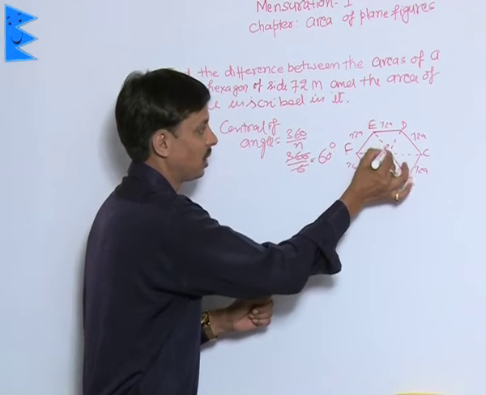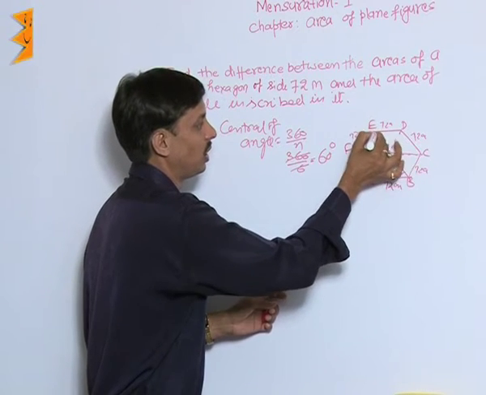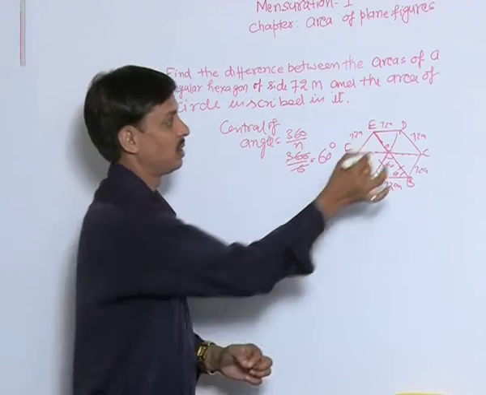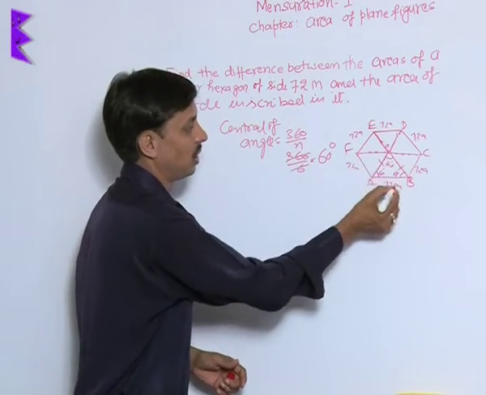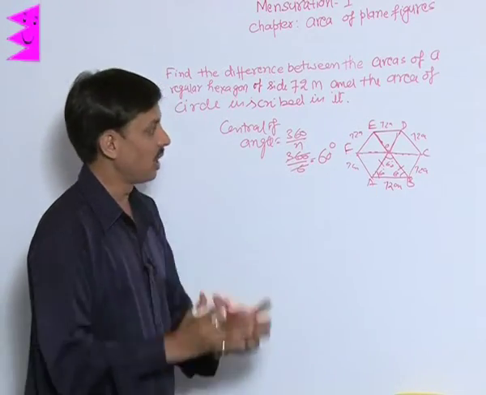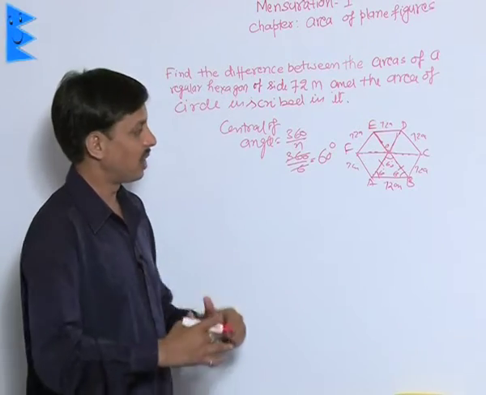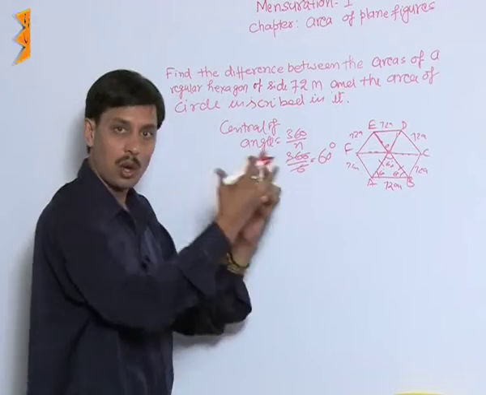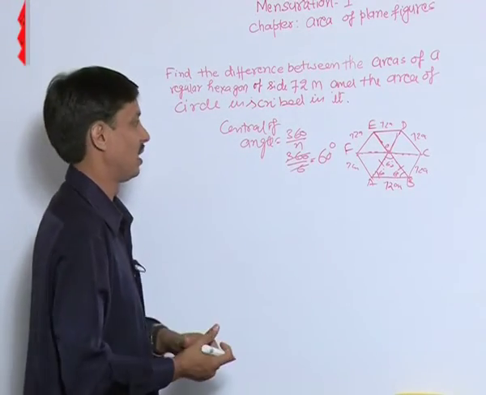So what do these become? OAB, OBC, ODE, OEF, or OFA. There are 6 equilateral triangles. This angle is 60 degree, this is 60 degree, this is 60 degree. So there are 6 equilateral triangles. So if I calculate the area of one equilateral triangle and multiply that value by 6, I will get the area of 6 equilateral triangles, or you can say the area of this complete regular hexagon.